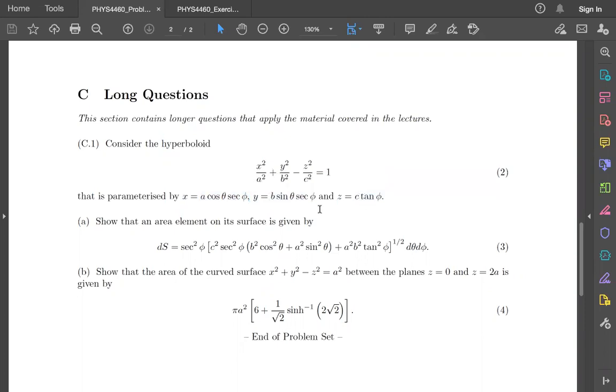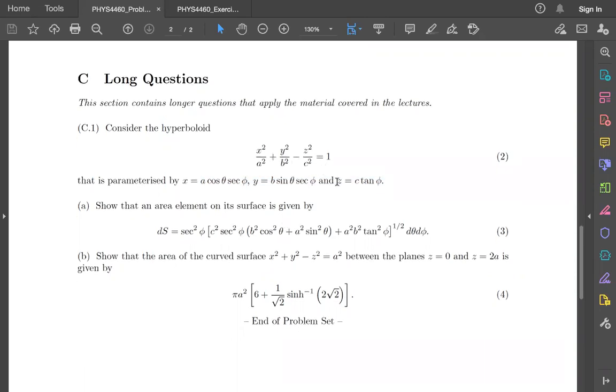Basically, what this means is we have two parameters, theta and phi. Because we are talking about a surface, we should have at least two parameters to represent the points on the surface. In this case, the two parameters are theta and phi. This is the way that we parameterize this surface. And of course, a, b, c here are constants.